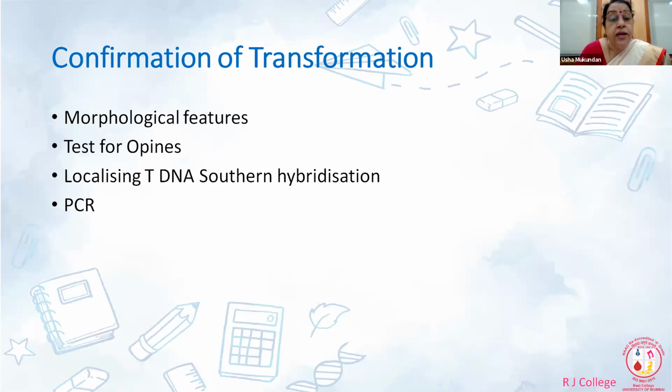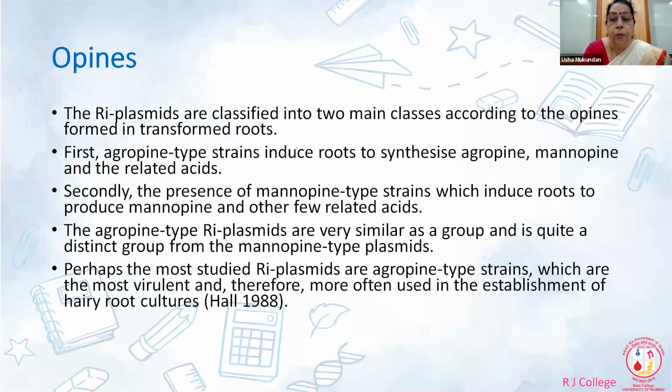Second one is test for opines. So you can test for the presence of these very unique amino acid derivatives which are known as opines, and opines are a peculiarity, a product which is made only by Agrobacterium. So let us look at the opine.